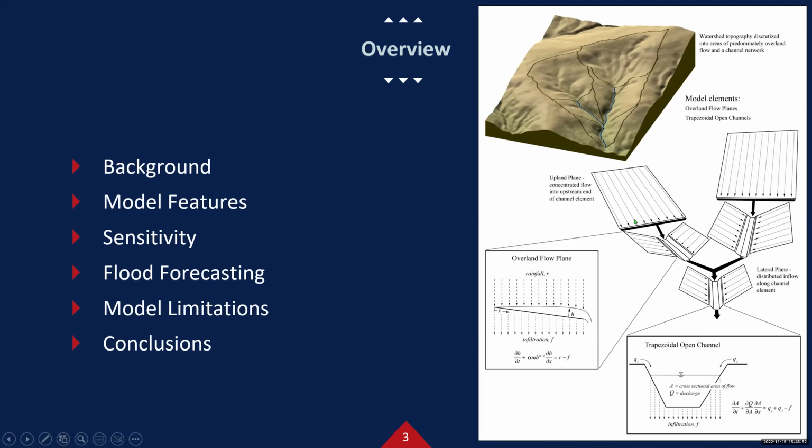Now we're showing the model or the hillslope elements as overland flow planes. They can be curvilinear. You can also vary the width, increasing it downslope or decreasing it downslope. But this is the basic configuration where they're emptying into a trapezoidal channel.